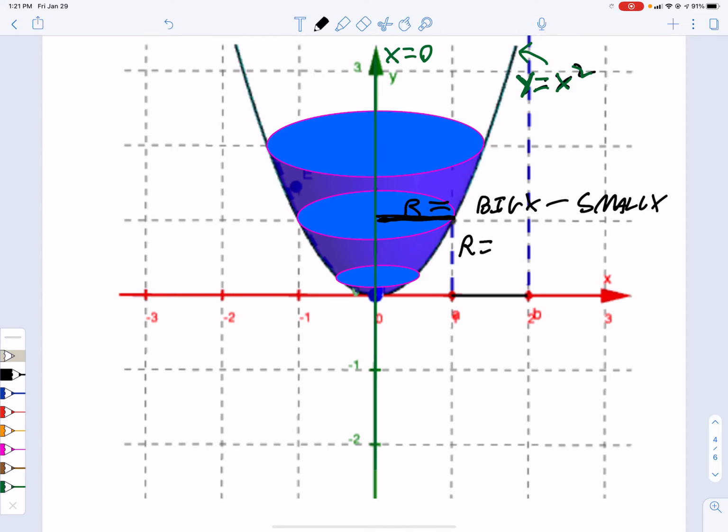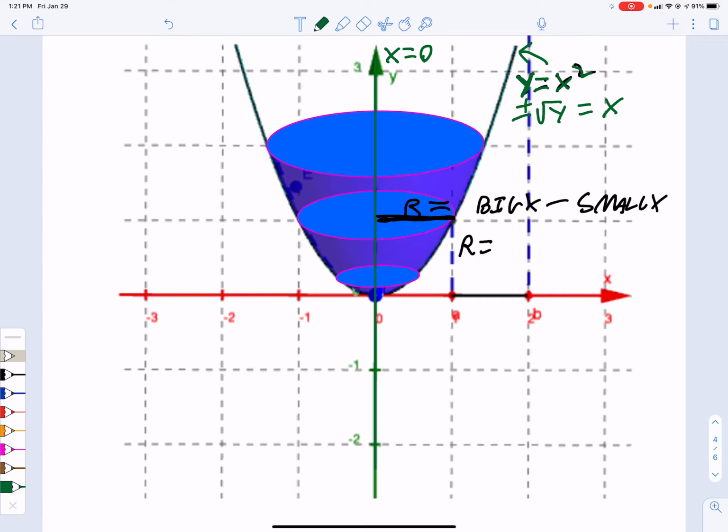So r equals, what's big X? Big X is the right side. Small x is the left side. What's x here? We have a problem. That's y. We need to solve for x. I square root both sides. And don't forget the plus or minus.